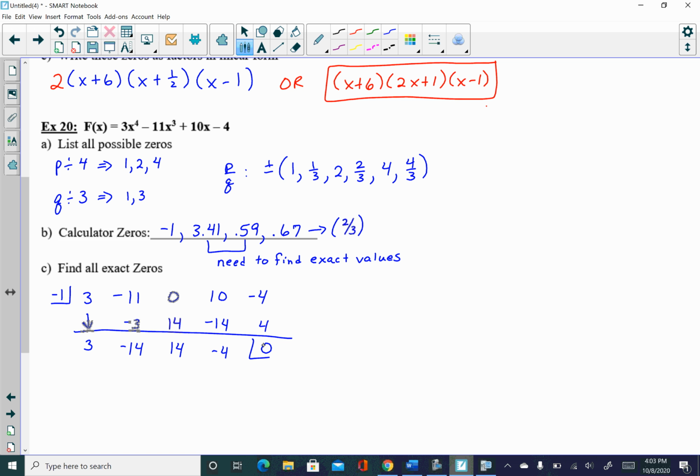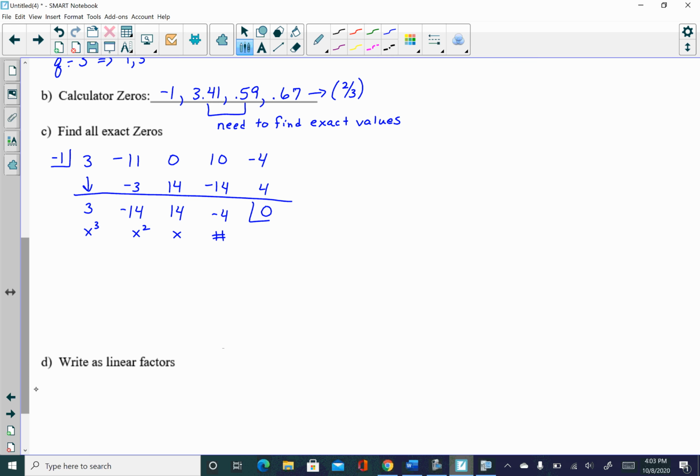Remainder of 0. That's what we expected. Now remember, this is a degree less, so this is now x cubed, x squared, x, number. So let's go again with our next 0, which was 2/3. And don't let the fraction here scare you off. This will actually work out nicely. So you have 3, -14, +14, and -4. Bring down that 3. 2/3 times 3, well, those 3's cancel out. Just leaves you with 2. -14 plus 2 will give you -12.